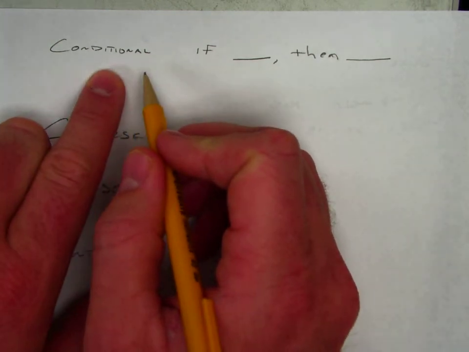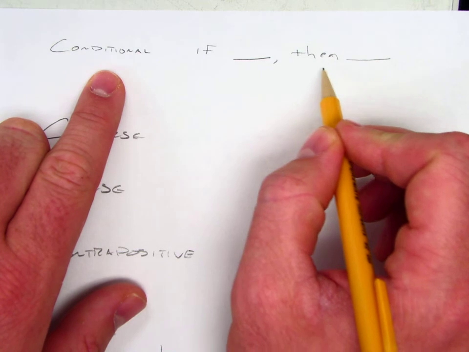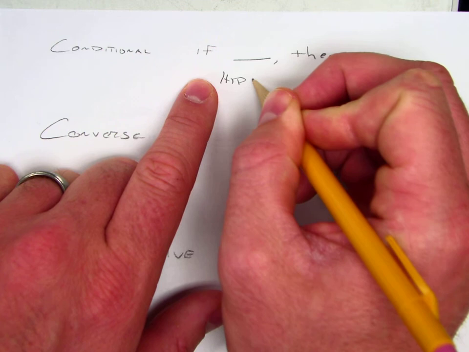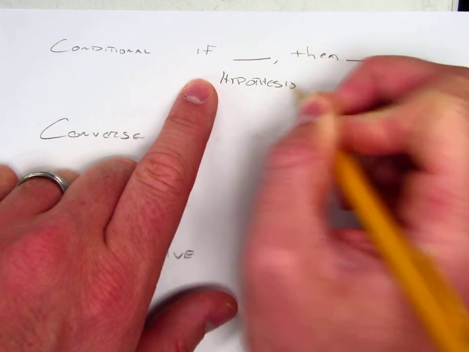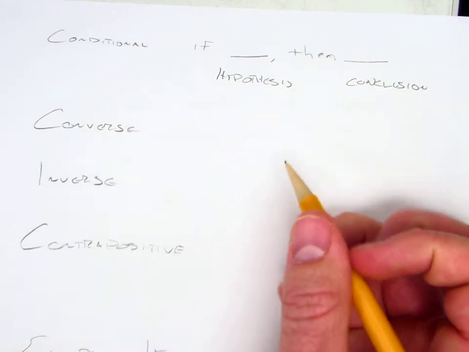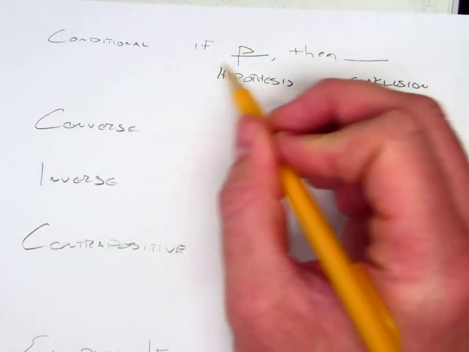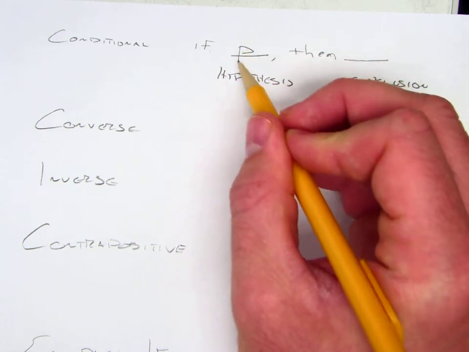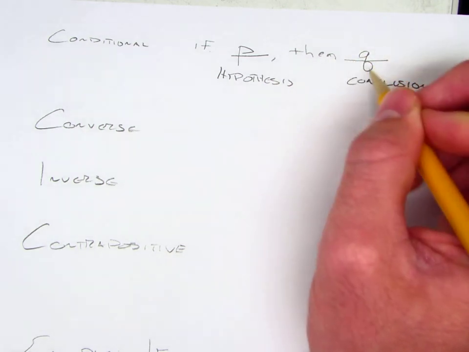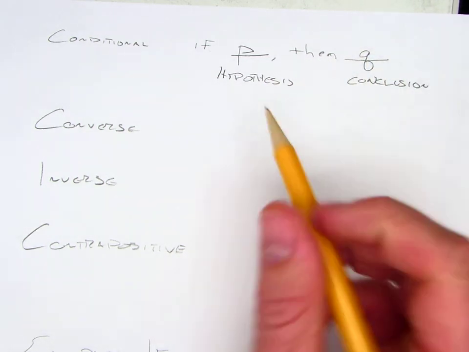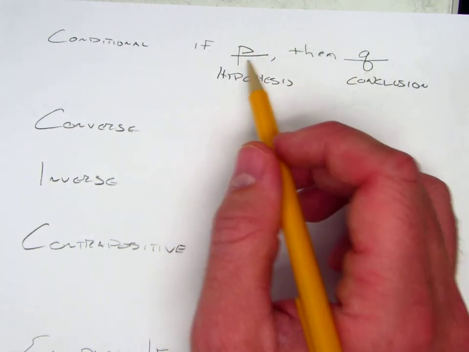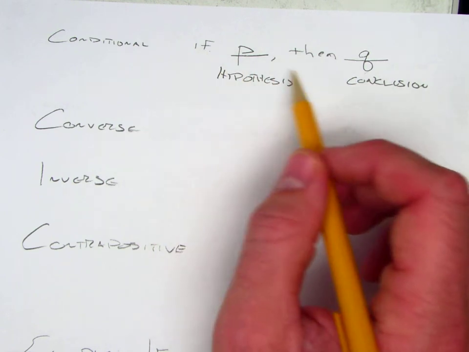A conditional statement is a statement that takes the form of if, then. It's made up of two parts. The if part is called the hypothesis, and the then part is called the conclusion. So if I have a statement here that goes if P, whatever comes after the if is my hypothesis, and the then part, the conclusion, can be Q. And this is the notation: P and Q are letters that we use a lot of the time to represent the hypothesis and conclusion. So this is a normal conditional statement.